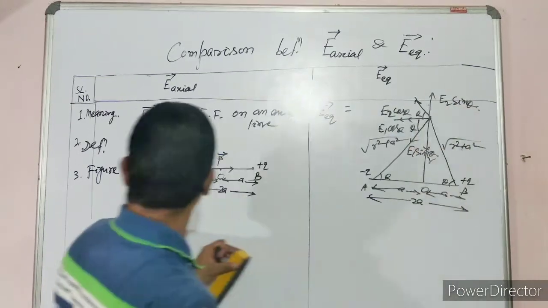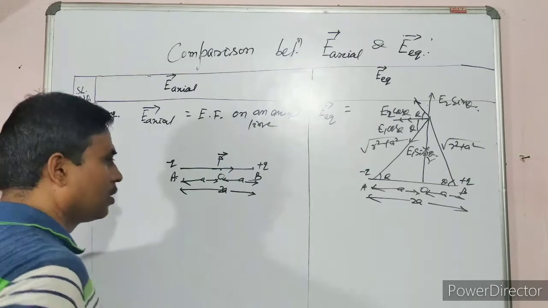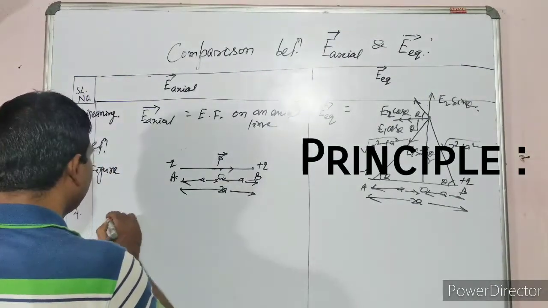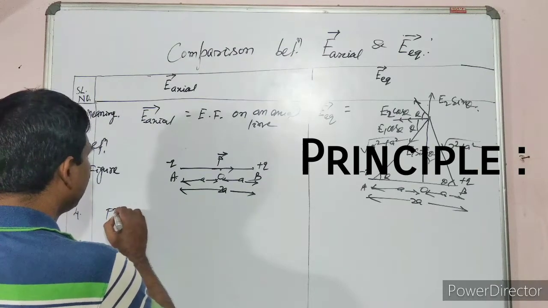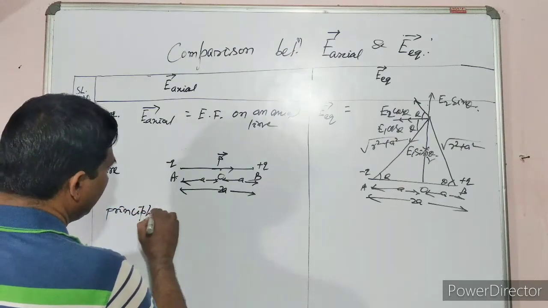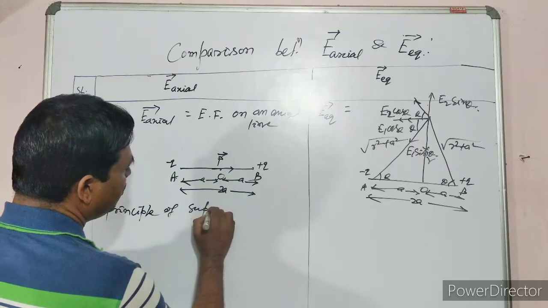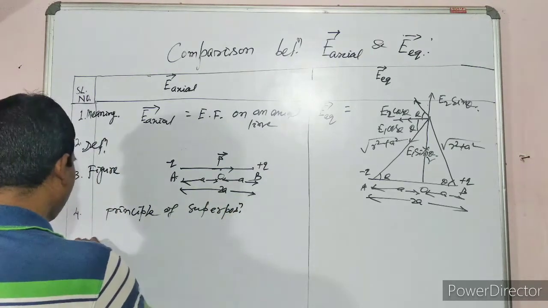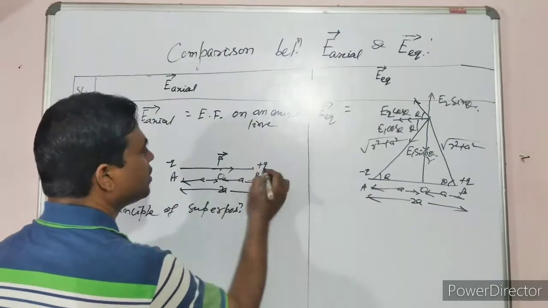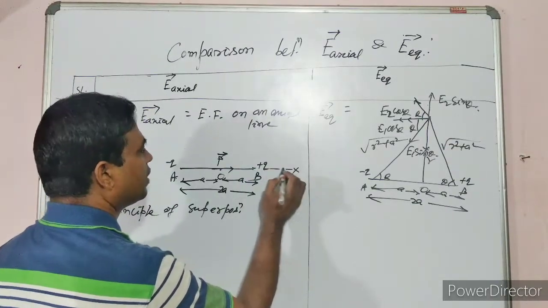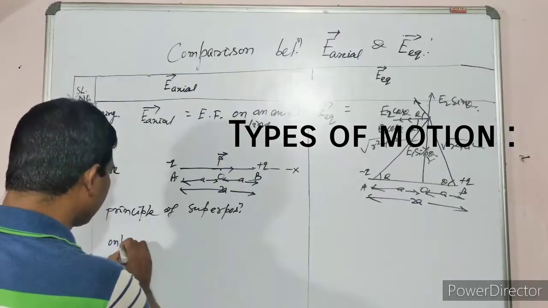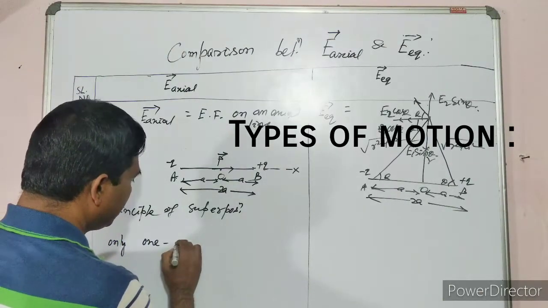Okay, clear? So, number 4. Similarity: principle of superposition is used in both the cases. But important is, this lies on only one axis. You can give x dash, so it has only one axis.